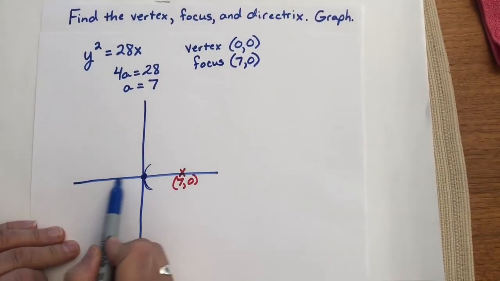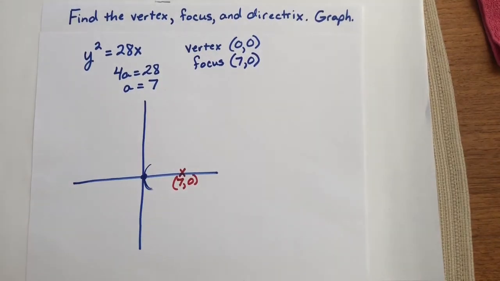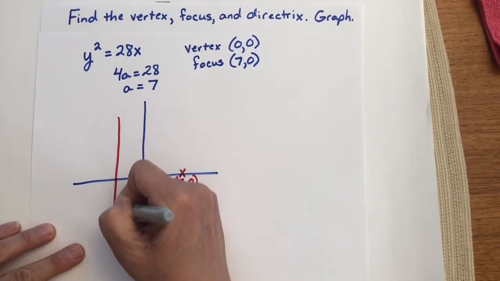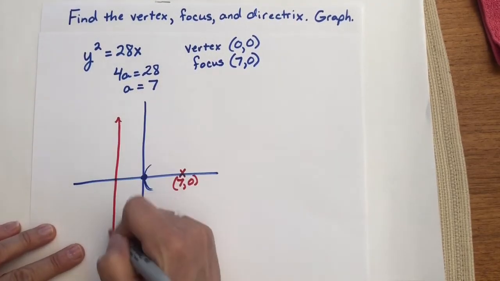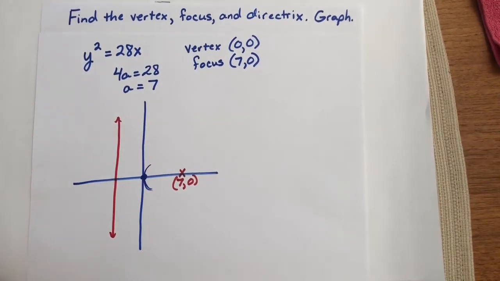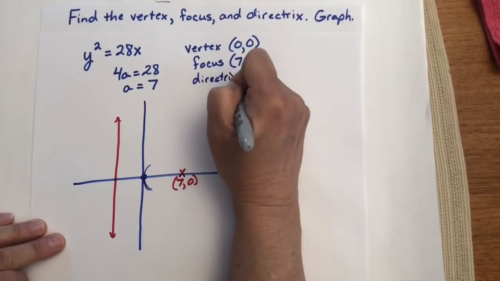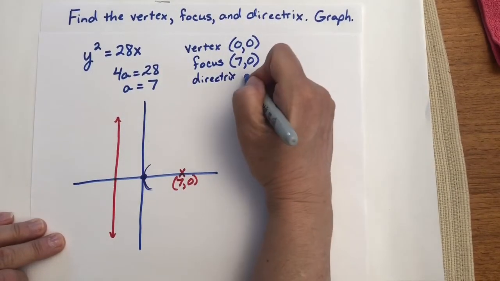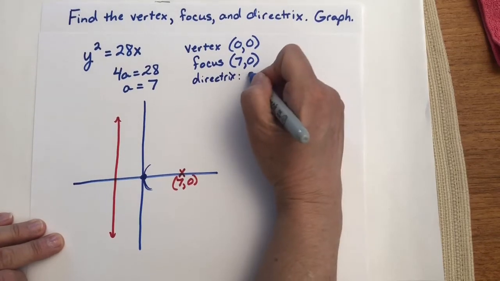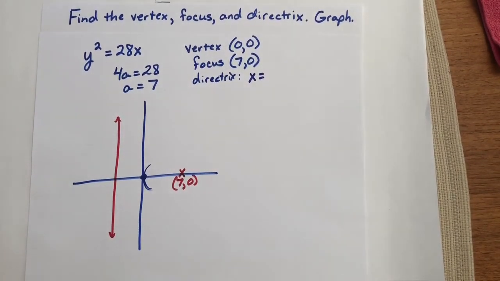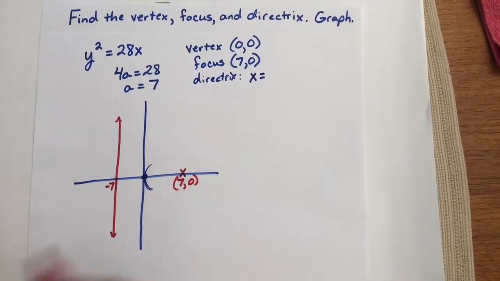Now the directrix is on the other side, again, A units away from the vertex. So I move this direction A units. And remember, the directrix is a line, so I need to make sure I represent the directrix as a line, not a point. So we have a vertical line. We know the equations of vertical lines look like x equals a number, and of course this one is going to be at x equals -7.